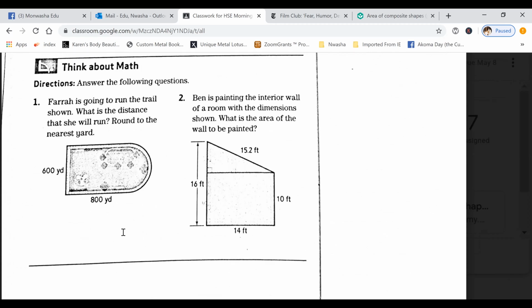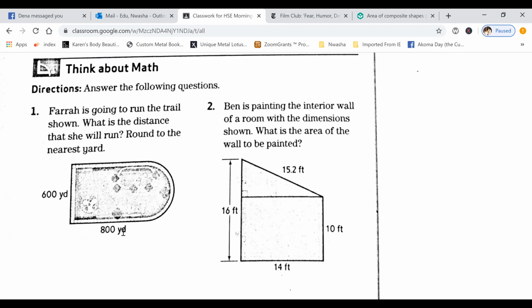So hopefully this is not too bad of a photocopy. This first one is a little park. It's saying Farah is going to run the trail shown. So what she's running is the border right here, which you can say is like a little trail around the park. So what is the distance that she will run? Round to the nearest yard. So take 2 minutes and let's see how many people are here.